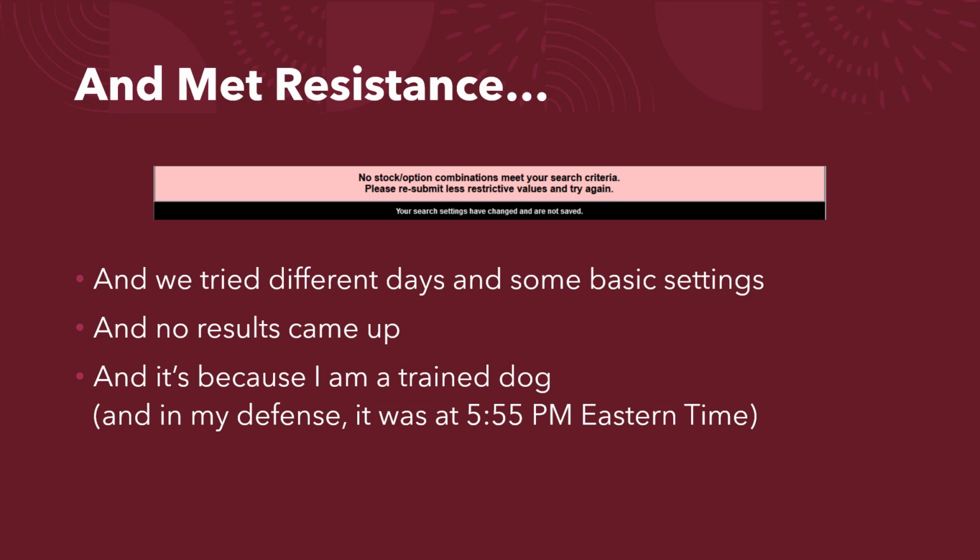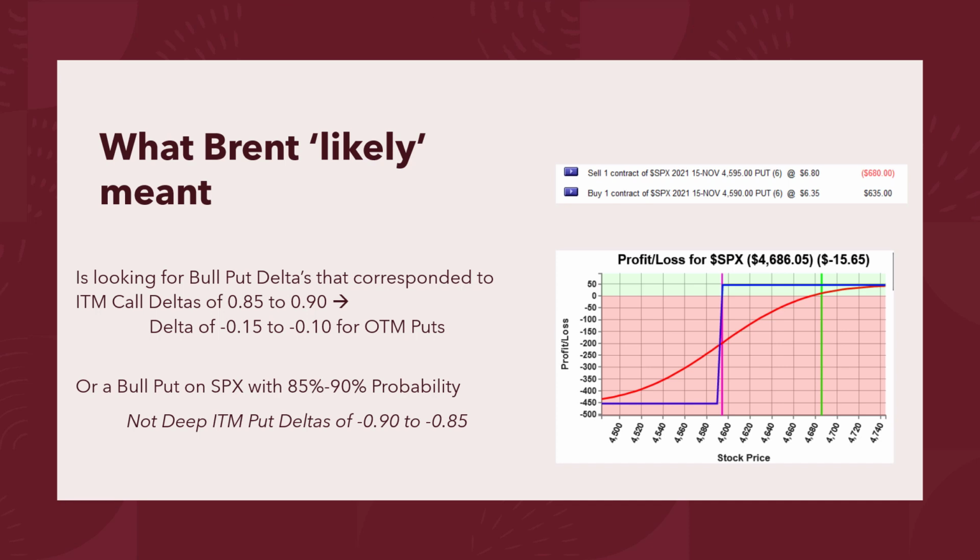And that's because I am a trained dog. When a question comes in, I say, "Absolutely, I can do that for you. I know the tools can do that for you." But once in a while, I have to go back and actually look at the question to better understand what was meant. What Brent likely meant is looking for bull put deltas that correspond to in-the-money call deltas of 0.85 to 0.90. In other words, a sell put for the bull put credit spread that's out of the money and has a delta of negative 0.15 to negative 0.10.